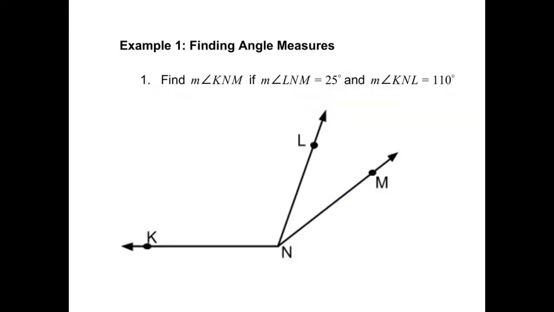So looking at this example, it says to find the measure, so our answer is going to be in degrees. Find the measure of angle KNM, if the measure of angle LNM is 25. LNM is here, and so that's telling me that that is 25 degrees. And then it says that KNL, that measure is 110 degrees.